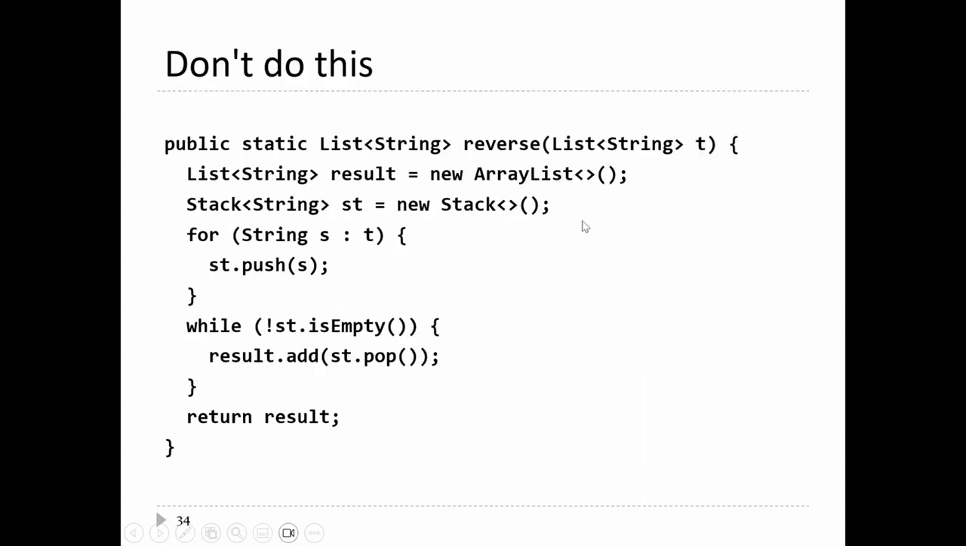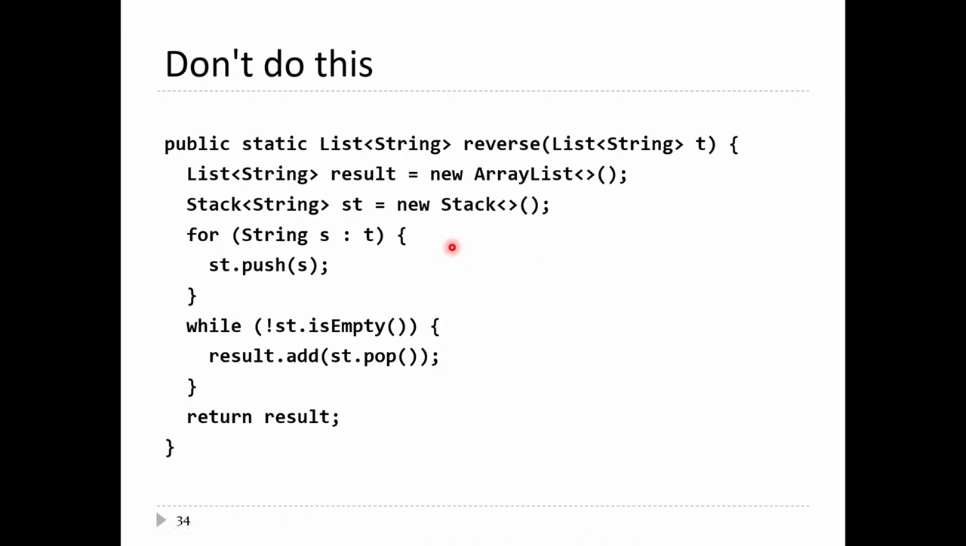You shouldn't do it this way. The reason you shouldn't do it this way is because you have to make a new stack, and then you end up pushing all the elements onto the stack. So to reverse this list T, I had to make an auxiliary data structure that holds a copy of all the elements of T. So I've just used twice the amount of memory that I needed.